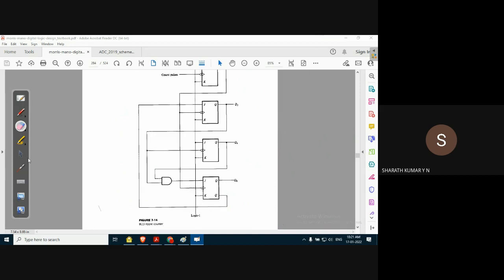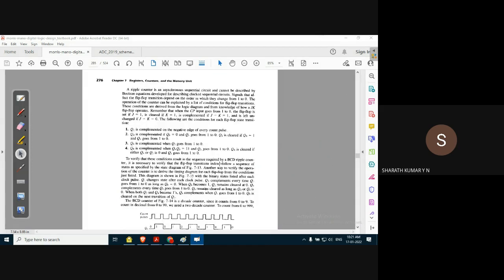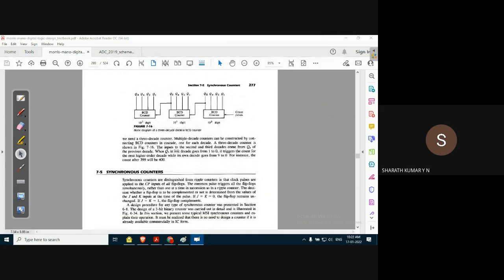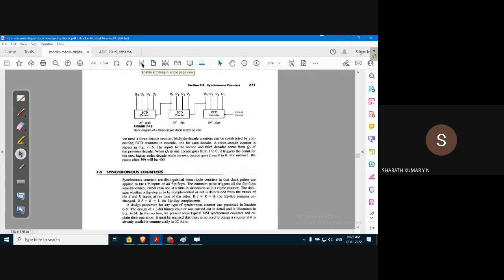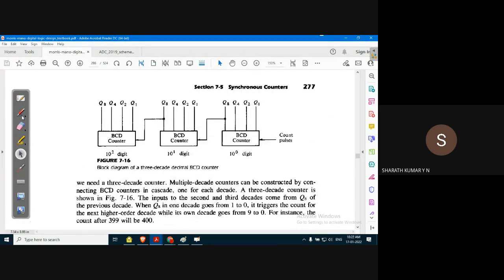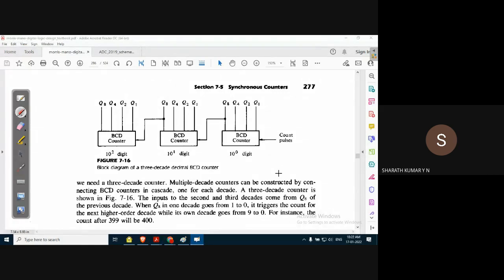That's okay. So that's about the BCD counter. The same thing is explained here, along with a slight modification of this BCD ripple counter. We can see that in this diagram. Let us look into this diagram: block diagram of a 3-decade decimal BCD counter. What is a 3-decade decimal counter?